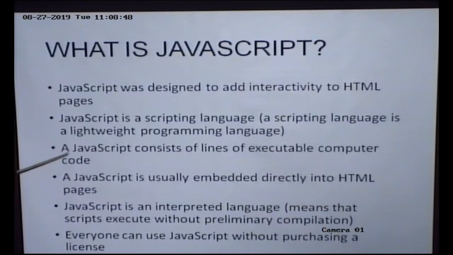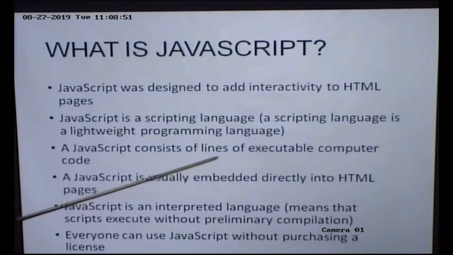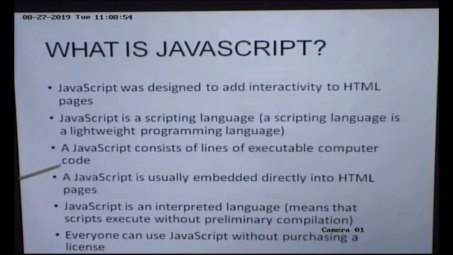Next, JavaScript consists of lines of executable computer code. If you take a script, there are many sets of lines, similar to Java. Each and every execution line is terminated with a semicolon. Next, JavaScript is usually embedded directly into HTML pages. There are many ways, but basically you can use a script inside the HTML pages. At the header part you can insert the script, and inside that script you can add the source code of JavaScript.